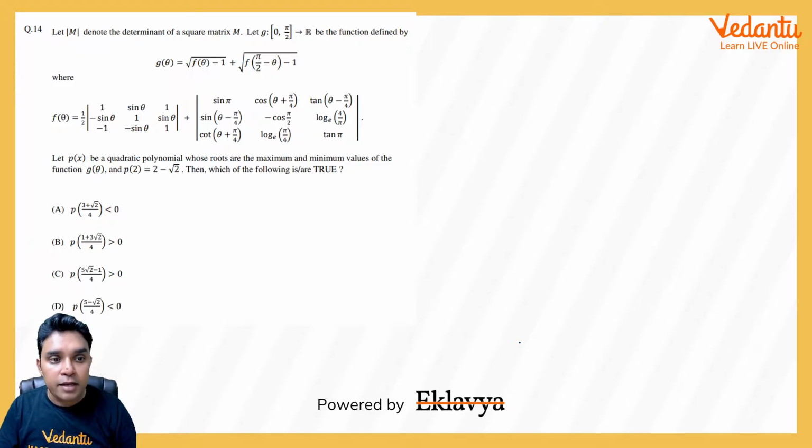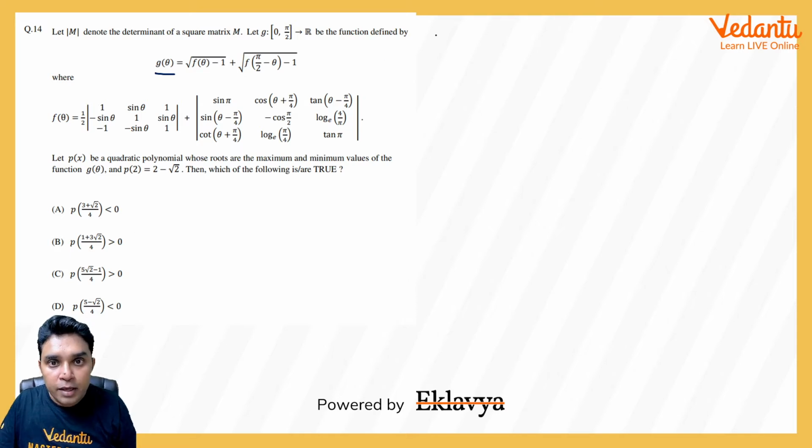This is question number 14 from multiple choice questions, multiple correct questions. And this question says, these vertical lines denote the determinant of a square matrix. Let g from the closed interval 0 to pi by 2 to R be the function defined by g theta is equal to under root of f theta minus 1 plus under root of f pi by 2 minus theta minus 1, where f theta is given as half of this determinant plus this another determinant. P x is a quadratic polynomial whose roots are maximum and minimum values of the function g theta, and p 2 is 2 minus root 2. Then which of the following is correct?